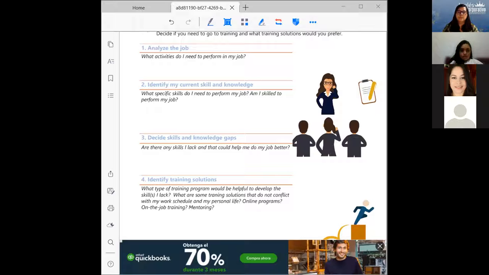Number three, are there any skills I lack and that could help me do my job better? I think I need training on the Power BI platform to do my job better.